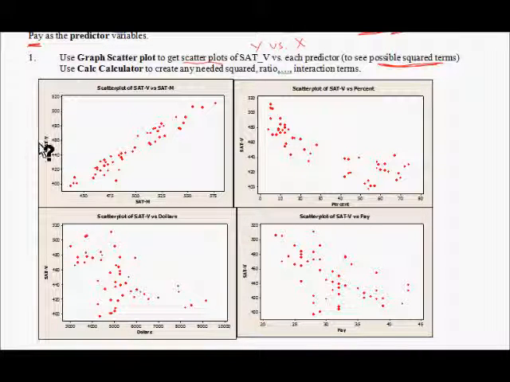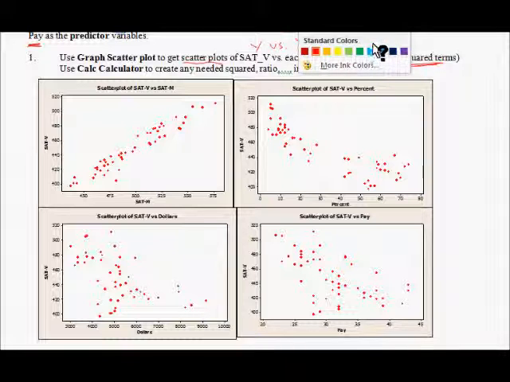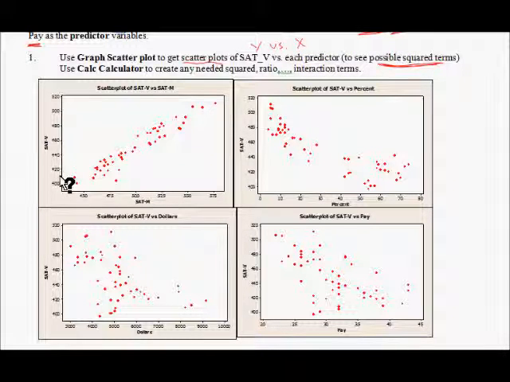So here's verbal versus the math, verbal versus percent, verbal versus dollars, and verbal versus pay. What we're looking for here is curves. If you look at this, it's pretty obvious for math, it's just a straight line, right? For math, there's no curve. It's pretty obviously a strong straight line. That also tells you math is going to be an important variable when trying to predict verbal. There's a very strong relationship there.